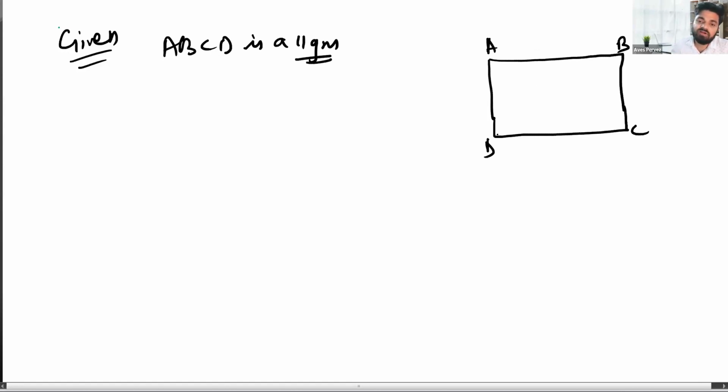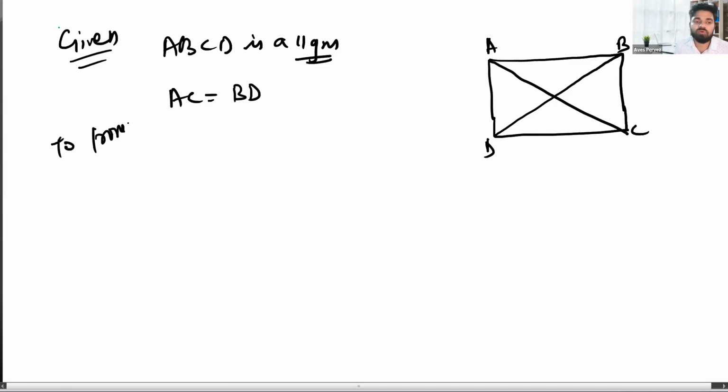Okay, so now it is also given that the diagonals are equal. ABCD is a parallelogram, it is understandable, and it is also given that AC is equal to BD. To prove that ABCD is a rectangle.